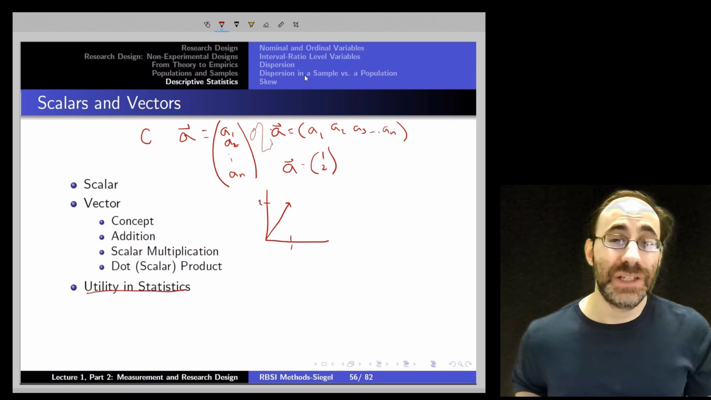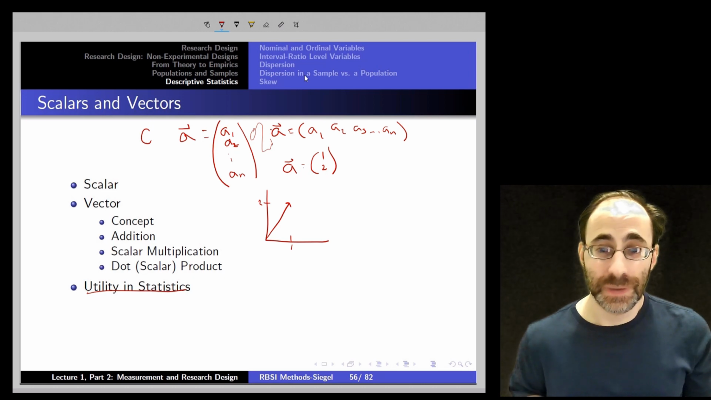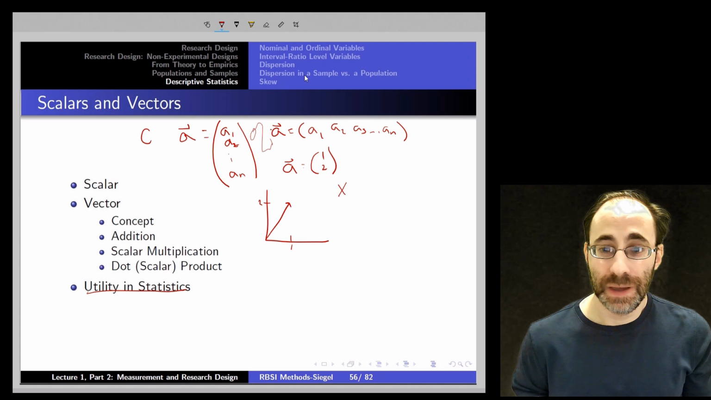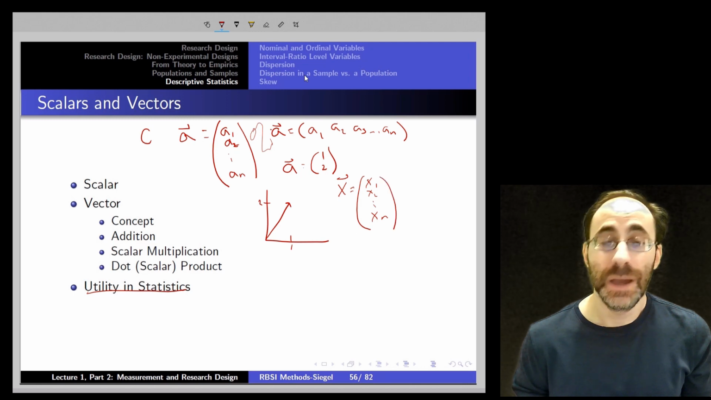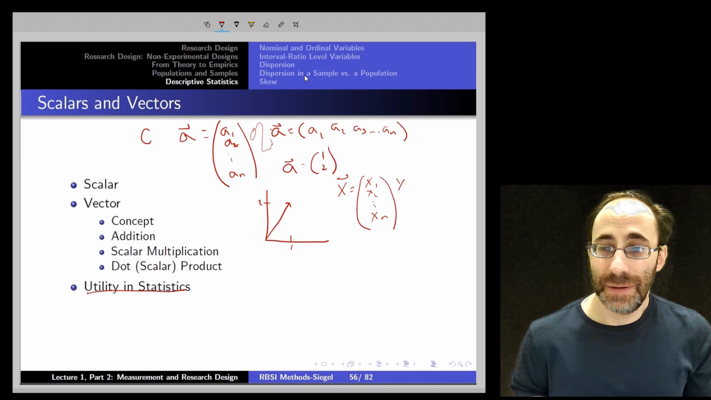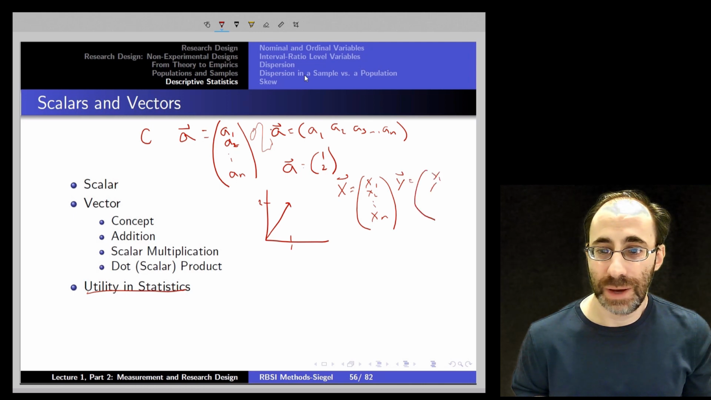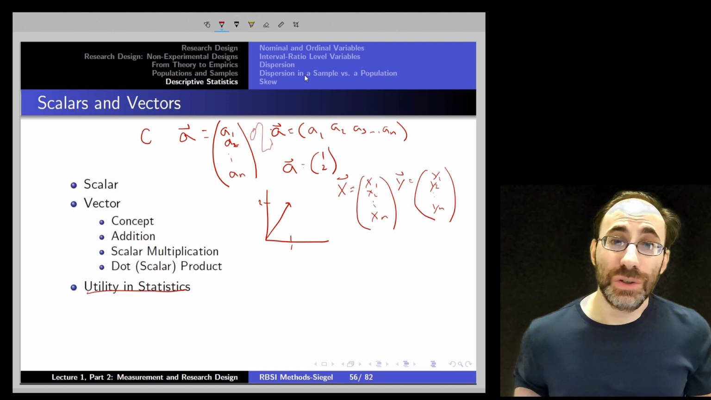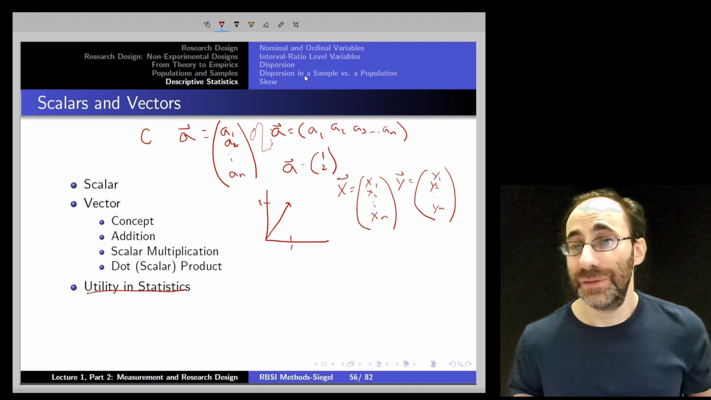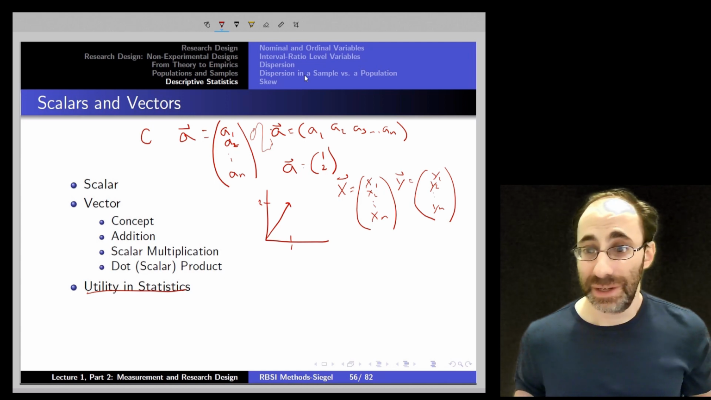And the reason, again, it's useful is that we're going to use this to store our data. What does that mean? Well, we might have our independent variable, x, and it would be a vector. And for every data point, we would have an element of x, x1, x2, and so on, down to the number of data points we have for x. And then you might have our dependent variable, y. And this is going to be y1, y2, and then all the way down to yn. So these two vectors store our data. The first one stores our independent variable data, and the second one stores our dependent variable data.